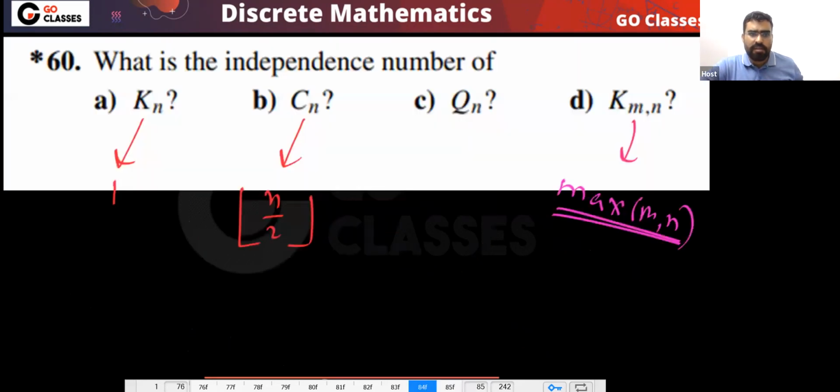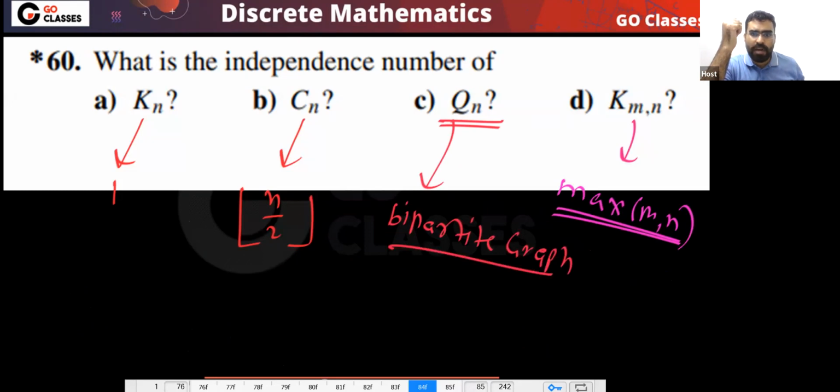And what about Qn? Can anyone tell me? We have already seen, Qn is a bipartite graph. Yes or no? So what are the two partitions? Odd parity, even parity. This is the hypercube graph. Every hypercube graph is bipartite.